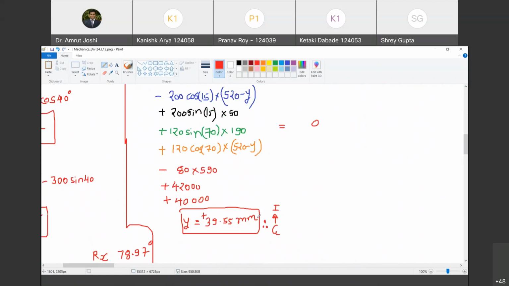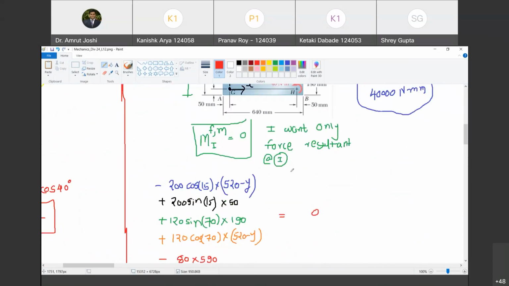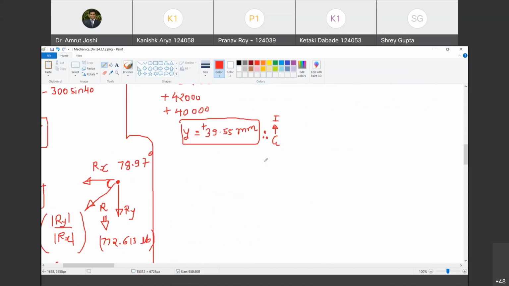I will cross verify this answer once again and then we will go ahead. Minus 200 cos 15 into 520 minus y plus 200 sin 15 into 50 plus 200 sin 70 into 190 plus 120 cos 70 into 520 minus y minus 80 into 590 plus 42,000 plus 40,000. I hope I have not made any mistake. We will come to know when we solve the second part by the second method.